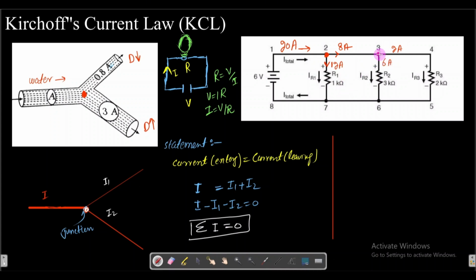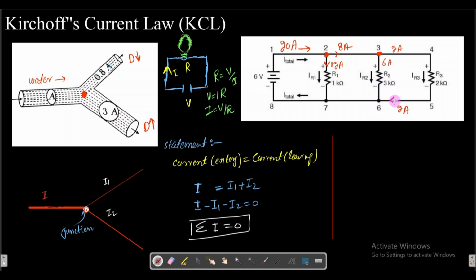So Kirchhoff's law is now applied at this junction. According to Kirchhoff's current law, the current entering this junction, which is 8, will be equal to the current leaving this junction, which is also 8. 6 plus 2 is 8. And this 2 ampere current again moves in this wire. So this is the 2 ampere current.